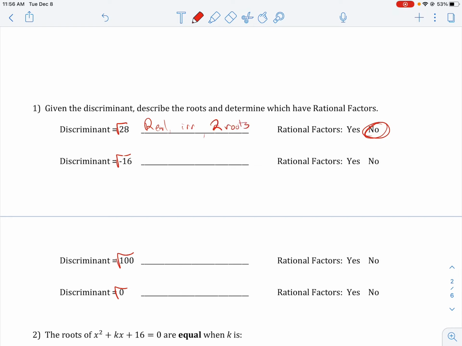How about here? When our discriminant is negative, we're going to get imaginary roots, and so rational factors, no, and typically you still get 2 roots.